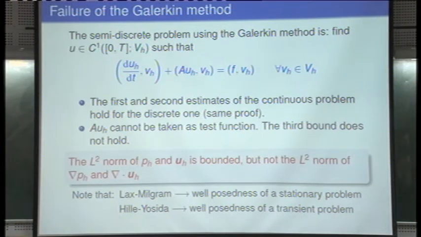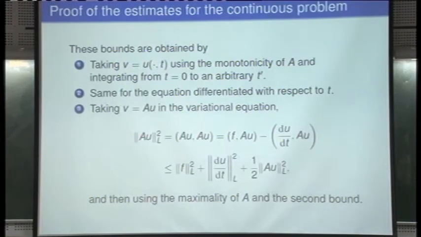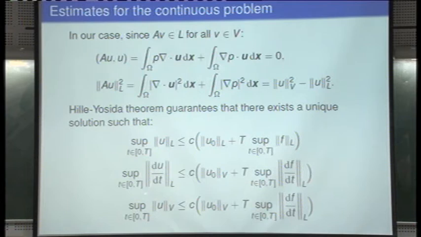If you do finite elements in space only, you leave time continuous. You have to find a U that is C1 in time, with values in V_h, now a finite element space, and that's the equation you have using the Galerkin method, just replacing continuous solutions by discrete finite element solutions. The first and second estimates of the continuous problem hold for the discrete one, and the proof is the same. So those two estimates are also true.